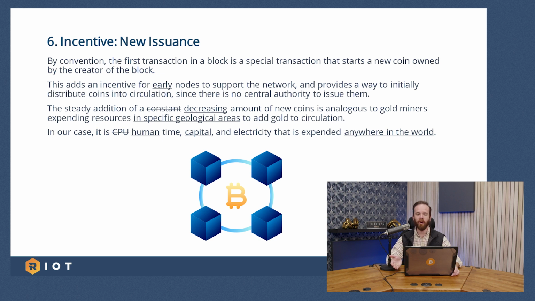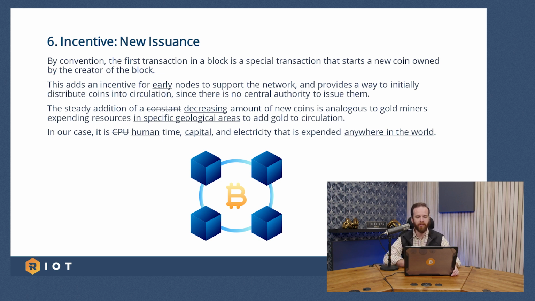But in the early days, what he means here is that it creates an incentive for somebody to run this bundle, right? That includes the node in order to generate coins. And it provides a way to initially distribute coins into circulation since there is no central authority to issue them. This really is the only decentralized way of issuing a cryptocurrency. All the other ways have elements of centralization in them. And so this is also part of what makes Bitcoin unique and Bitcoin mining so important from an economic perspective.